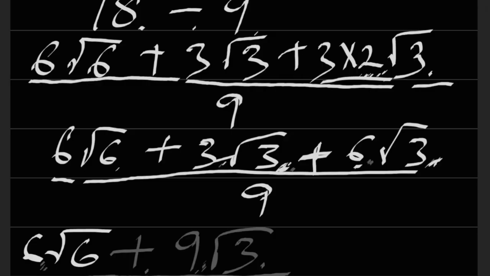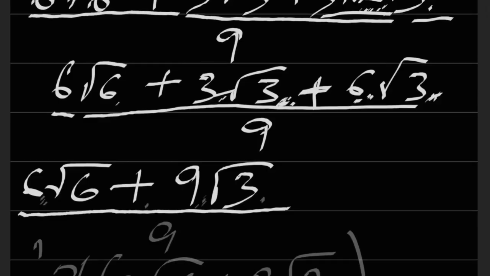Since they are like terms, the numbers outside will plus themselves, then we'll pick one of the numbers inside the roots. So 3 plus 6 is 9, 9 root 3. 9 root 3 all over 9. At this point, we can check if there is something we can factor out here. Something that is common. Yes, 3 is common.